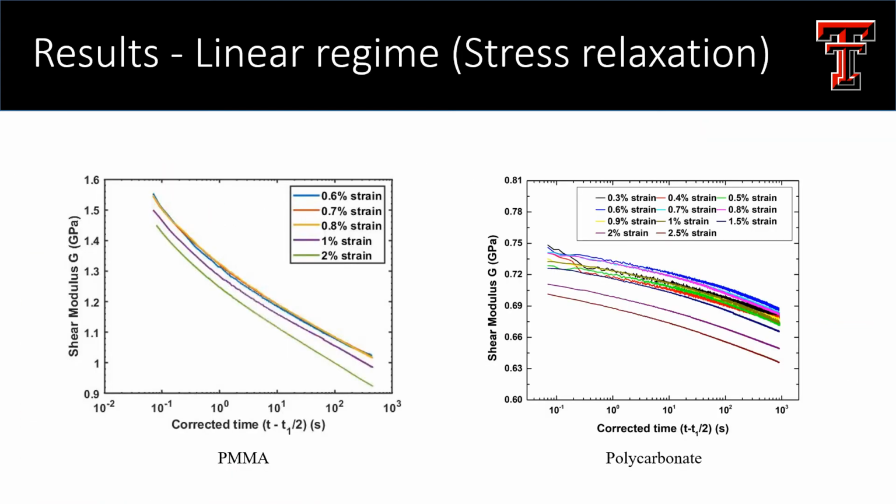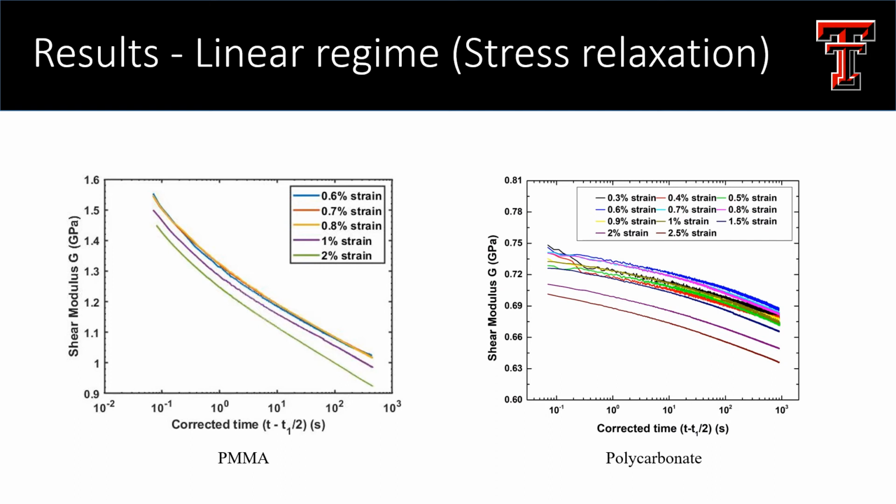In order to conduct the mechanical spectral hole burning experiments, it is important to determine the linear regime for the materials being used. This would help in deciding the linear probe strain to be used to carry out the MSHB tests. Stress relaxation experiments have been performed at different strain values for both PMMA and polycarbonate to determine the linear regime, and the corresponding shear modulus response is shown in the figures for PMMA and polycarbonate.